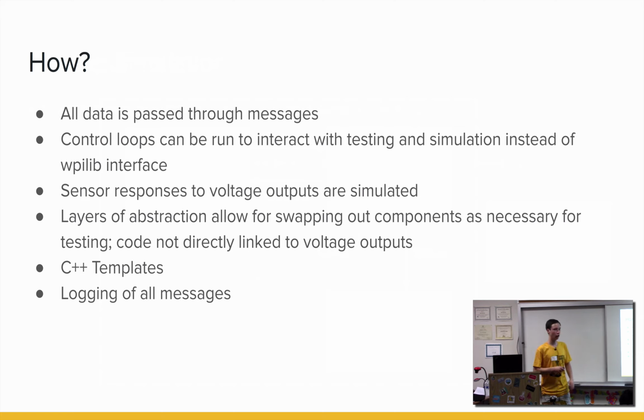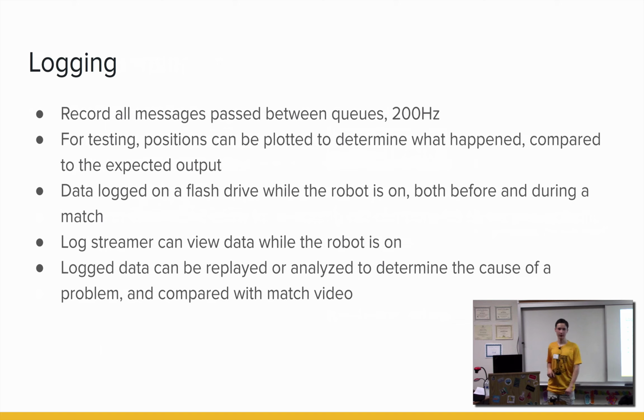And then we also have logging of all of these messages. If you may have noticed, surrounding everything, we have this logging system. What that does is it records every bit of data that's passed between all of these systems automatically. So how does the logging work? We record all of the messages that are passed between the different queues at around 200 hertz, which is the speed that all our control loops are running at. It's recording every bit of data passed back and forth automatically, since they're all sent using this message system. And then for testing, again, we can swap out these values and replace them with real ones.